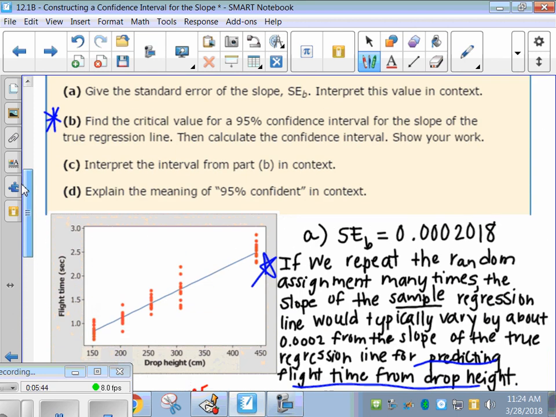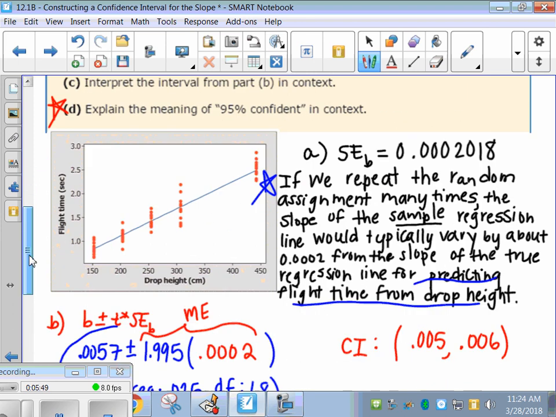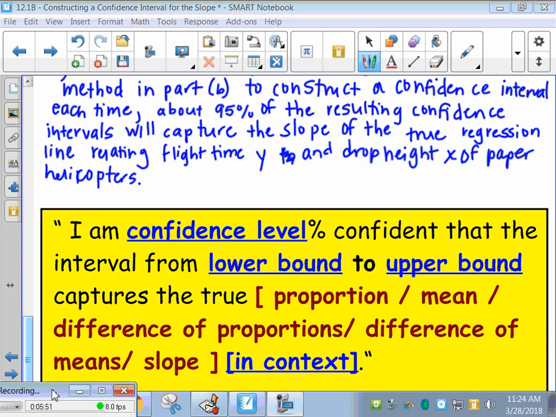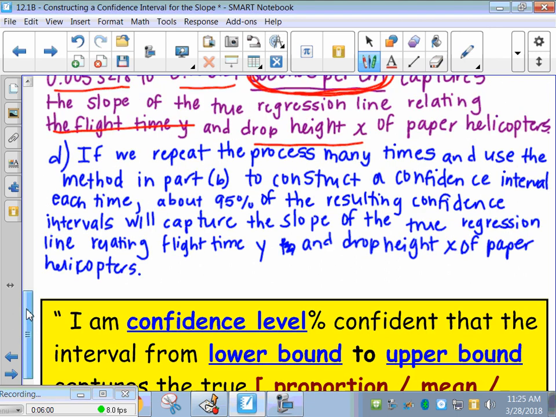And we haven't done this one in a while, so explain the meaning of 95% confident. So this goes with this definition you wrote down a long time ago when we did chapter 3. I am blank percent confident that the interval from blank to blank captures the true whatever we're talking about, okay?